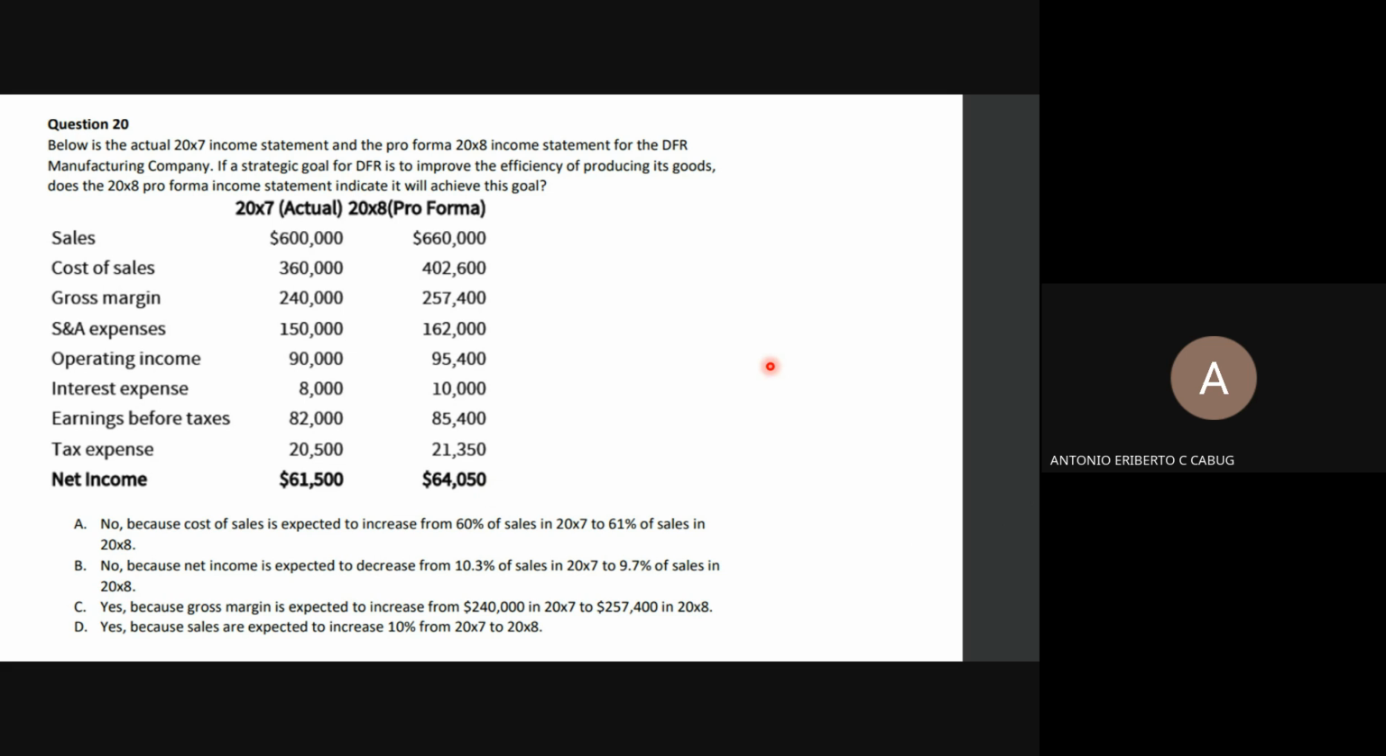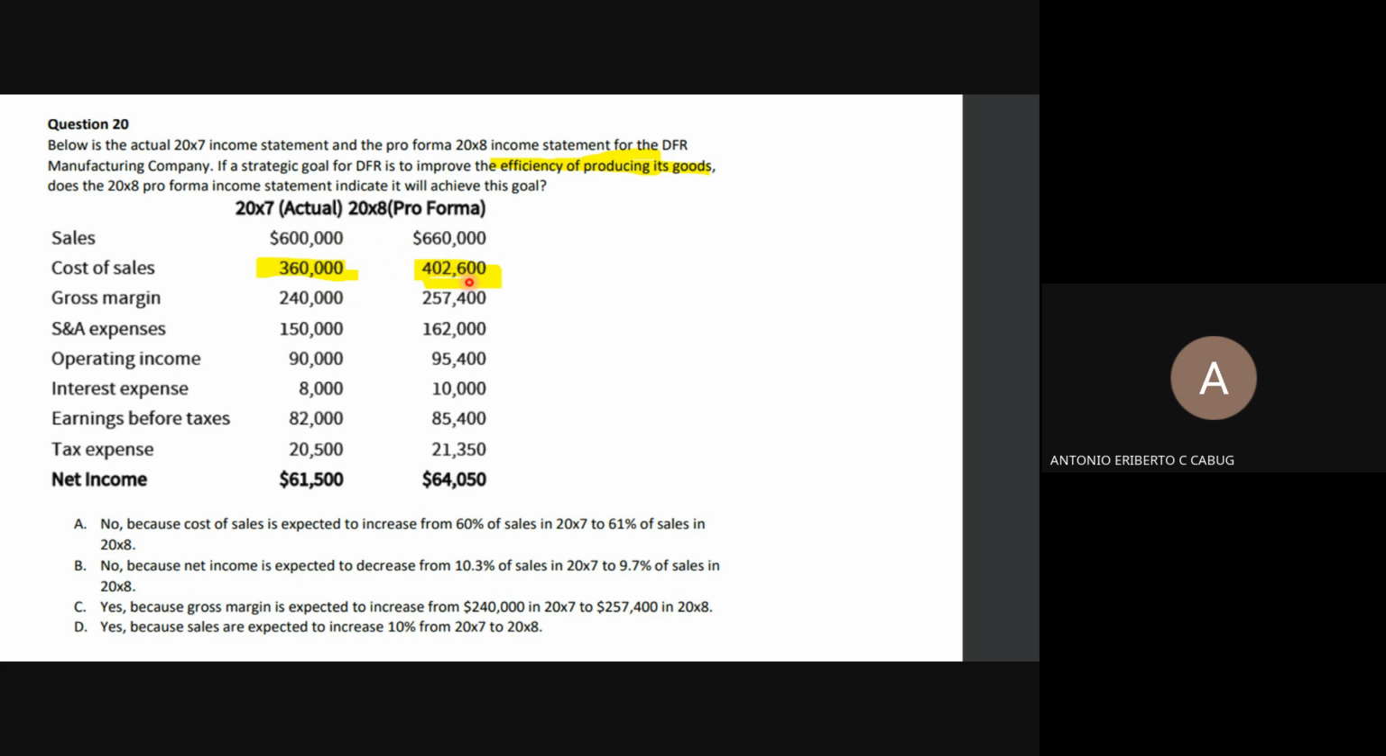Okay, what is the strategic goal? The strategic goal for DFR is to improve the efficiency of producing goods. So we are closely watching the cost of production. When sold, the cost of production will be reflected in your cost of sales. What we can do is to divide the cost of sales as a percentage of sales. 360K divided by 600K is 60%.